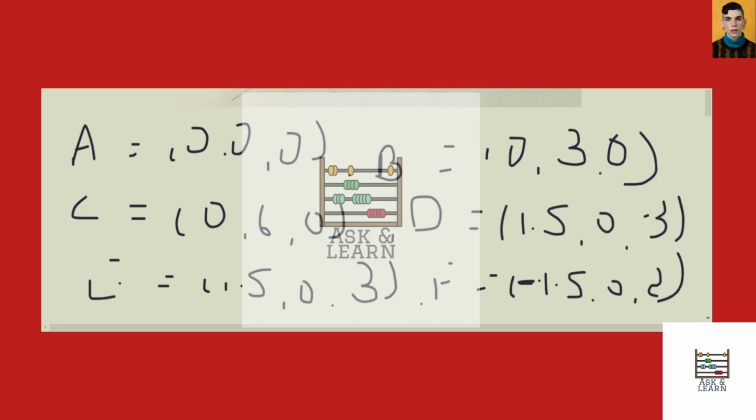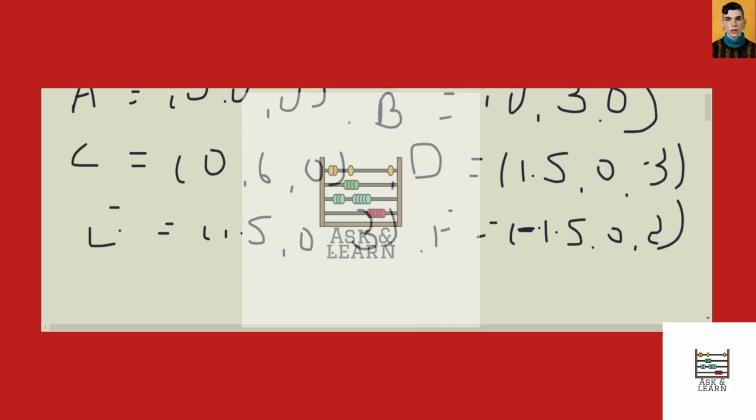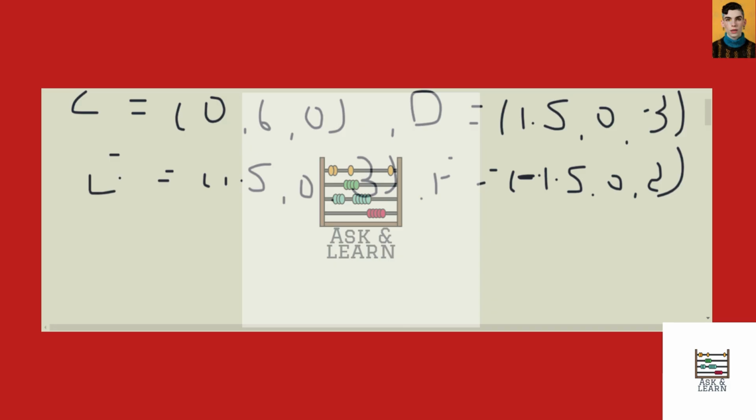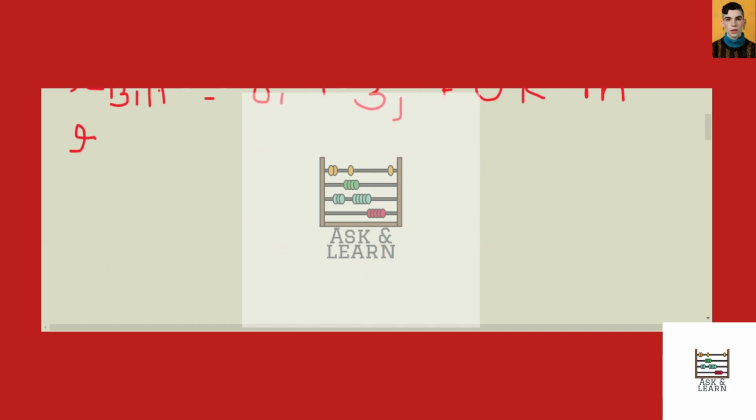Now apply the equilibrium equation. So first step is we need to locate each point with respect to A. So for this we can write RBA is equal to 0I plus 3J plus 0K meter. RCA is equal to 0I plus 6J plus 0K meter.